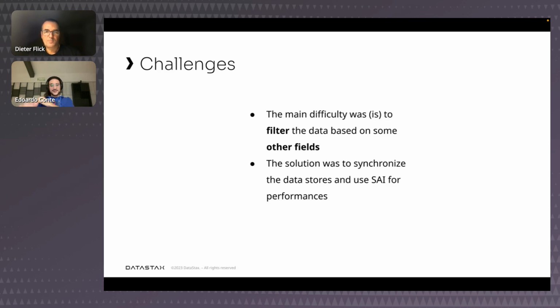But anyway, here I wrote down the main challenge. Actually, it's only one, the only challenge I've experienced in this journey, which is filtering the data according to different fields. What do I mean by that? We're using vectors to extract the most similar job positions. As Dieter was showing you, you can go to a point in this vector space and find the closest ones. And those are the semantically most similar ones.